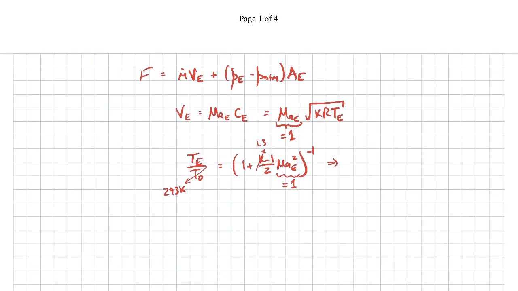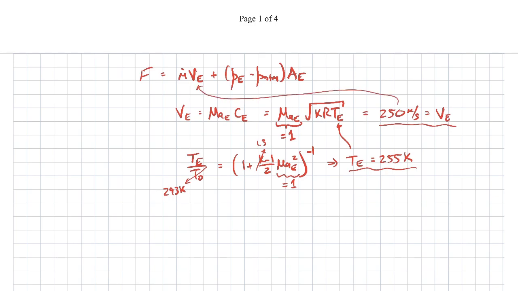So from this, we can solve for the temperature at the exit. And that temperature at the exit comes out to be 255 Kelvin when you work out the numbers. So we can plug that in up into here and then solve for the velocity at the exit. And so when you plug those numbers in, the velocity at the exit comes out to be 250 meters per second. So that's the velocity at the exit. And now that we have that, we can plug that back in up into here, and then we can solve for the force. So when you do all that, the force comes out to be 671 newtons if I plugged all the numbers in correctly.